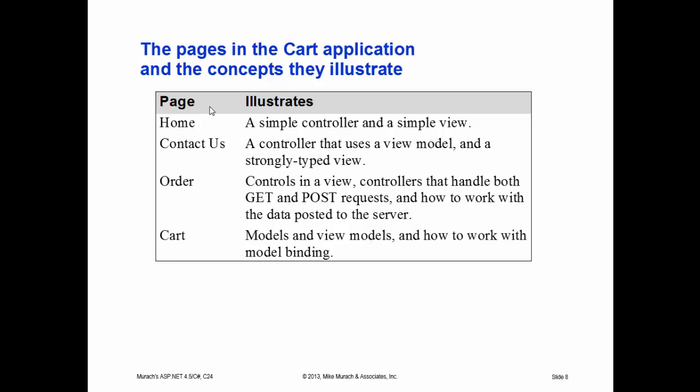So we mentioned that there's different pages, the home, contact, order, and cart, and the different implementations: simple controller, simple view. The contact us was actually a strongly typed view, and we'll talk more about what that is in a minute. The order view actually handled both get and post requests. That's the two index methods that we saw. And then the cart view.